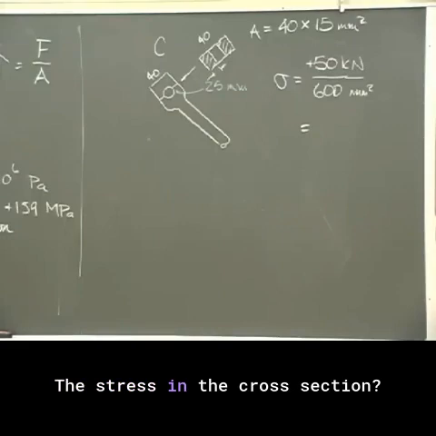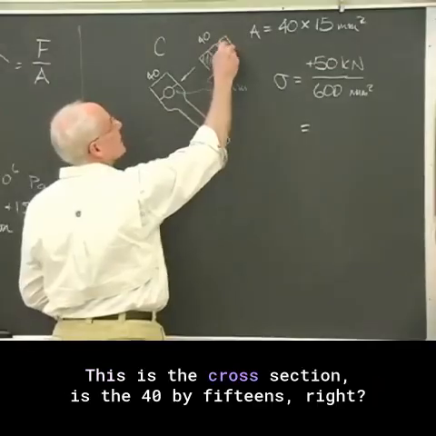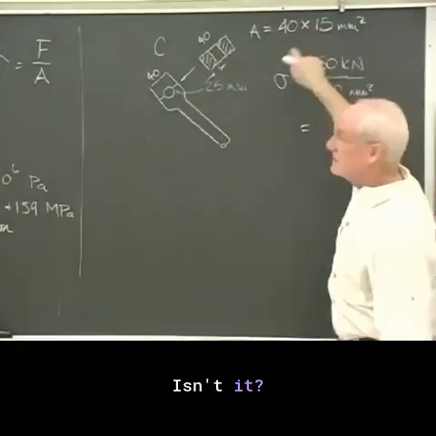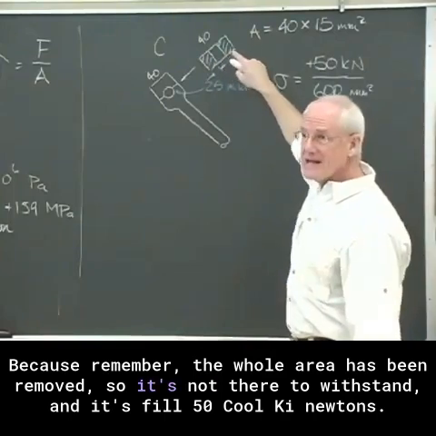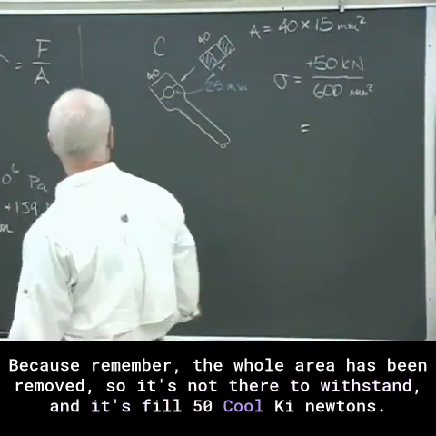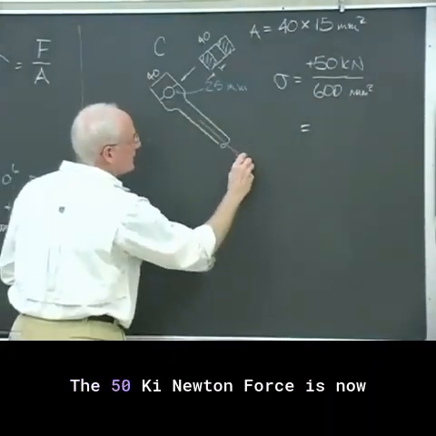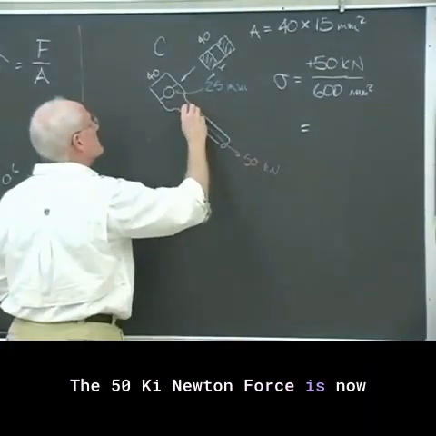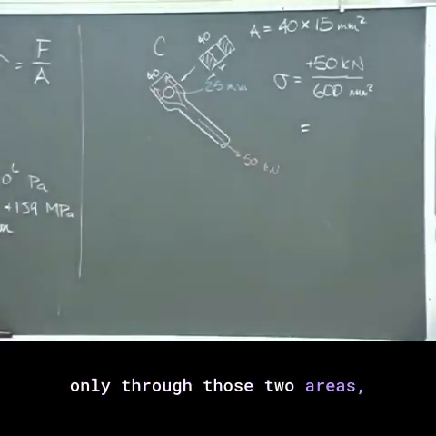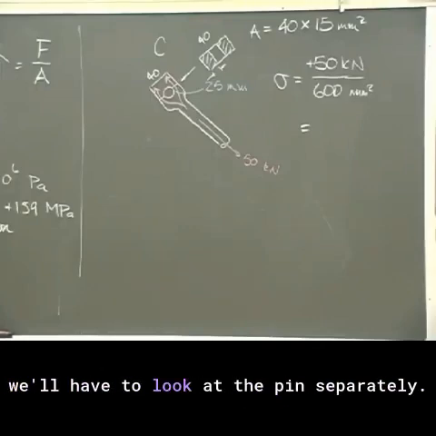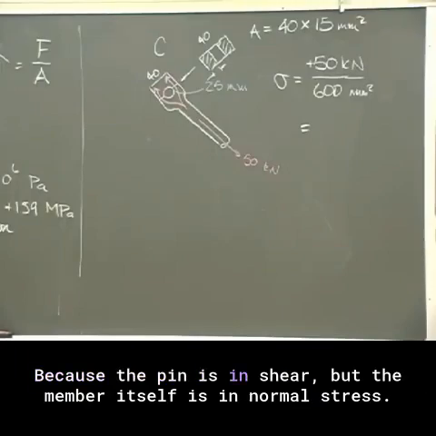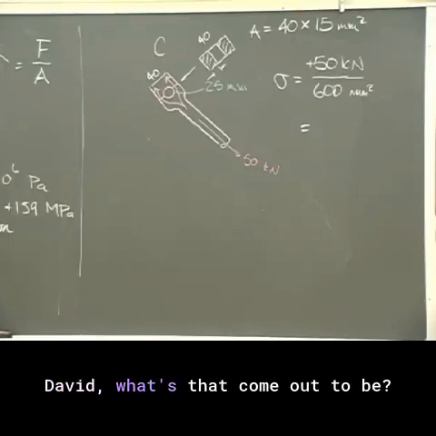The stress in the cross section? Yeah. This is the cross section. The 40 by 15 is right, isn't it? Isn't that the hatched area? Because remember, the hole area has been removed, so it's not there to withstand any of this 50 kilonewtons. The 50 kilonewton force is now only through those two areas. The pin is not withstanding any of this tensile force. It's just holding the two pieces together. We'll have to look at the pin separately, because the pin is in shear, but the member itself is in normal stress. David, what's that come out to be?